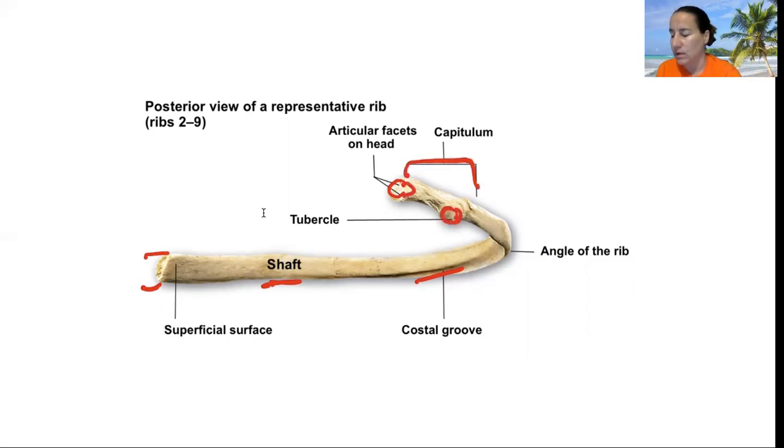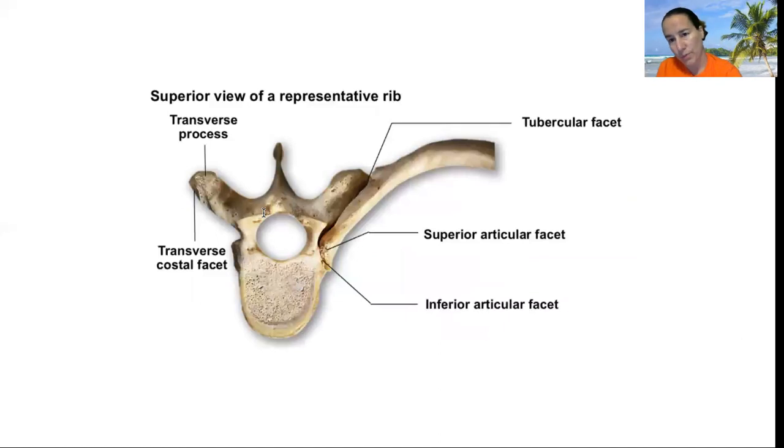We've got one here, and all these facets look kind of like suction cups to me, where they're just going to whoop and attach on. So here is that tubercle, what I was telling you, attaches on to the transverse process. And then here is going to be our articulating facet here on the head. So that's where you can see tubercles here, and the head attaches here to the vertebrae, to those thoracic vertebrae.